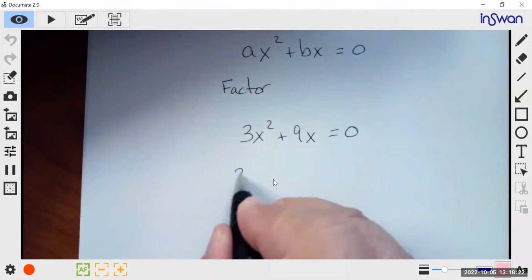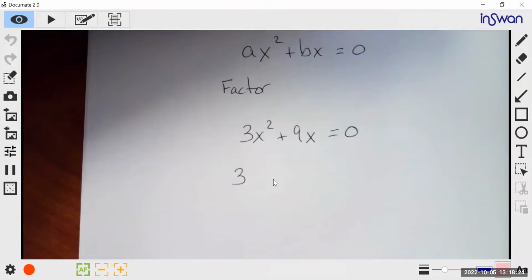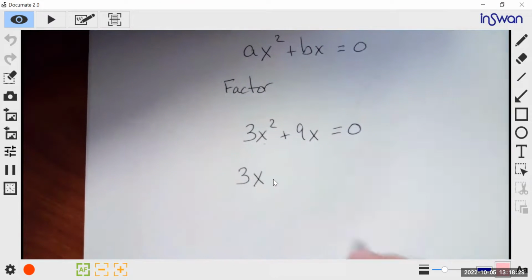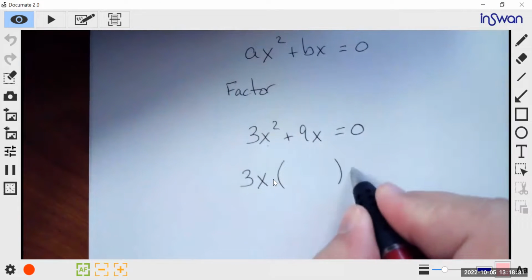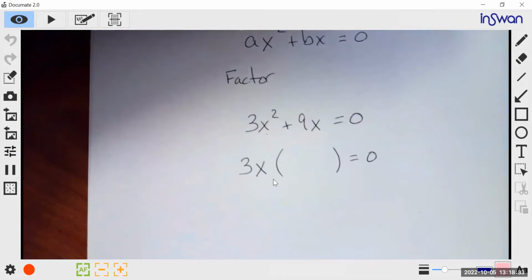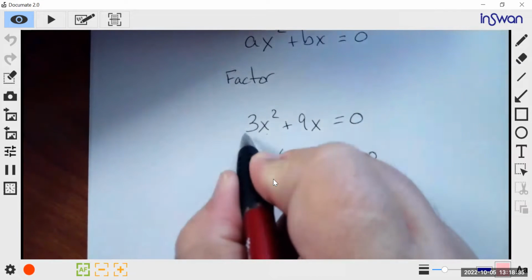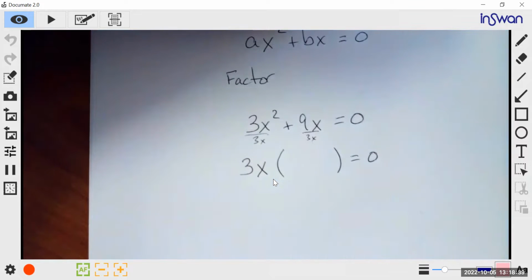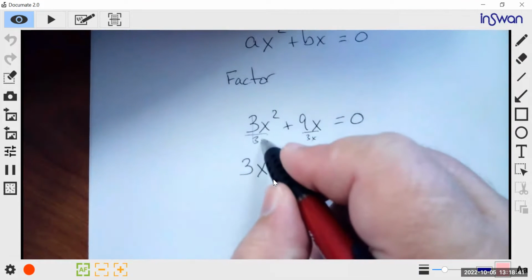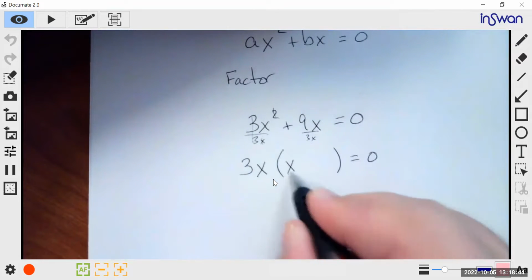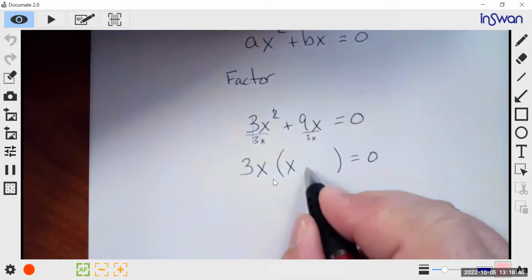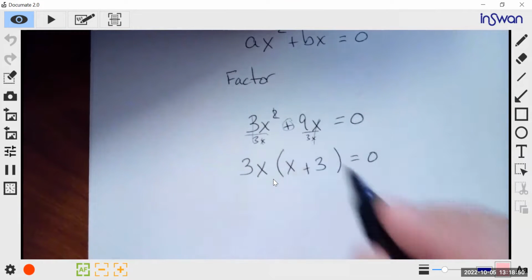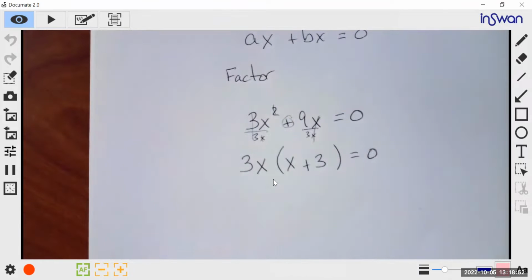3, and what else? They both have an x. So I can take out a 3x. If I take out a 3x, what do I have left inside there? Whatever I factor out, I divide both of these by 3x. The 3's cancel and one of the x's, so I have x plus 9 divided by 3 is 3, and the x's cancel. So there you have it.